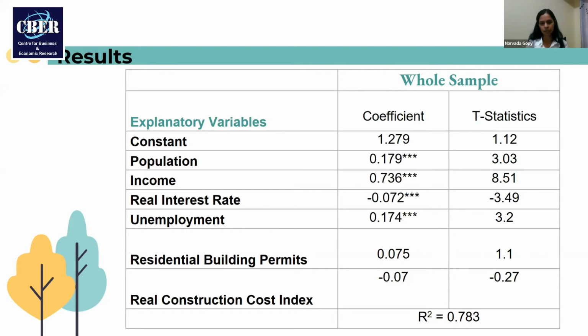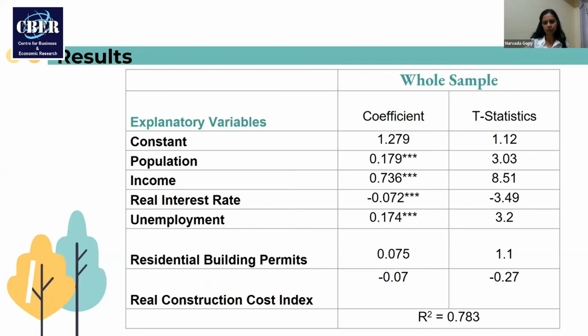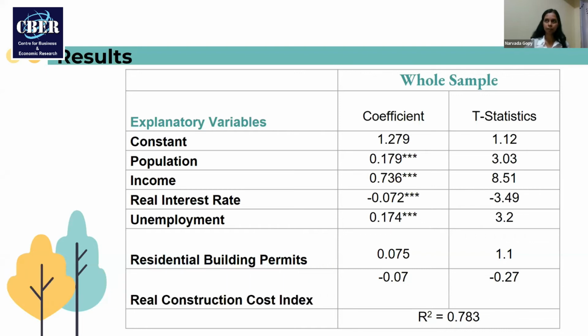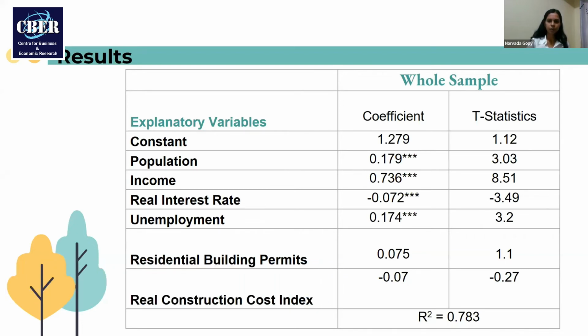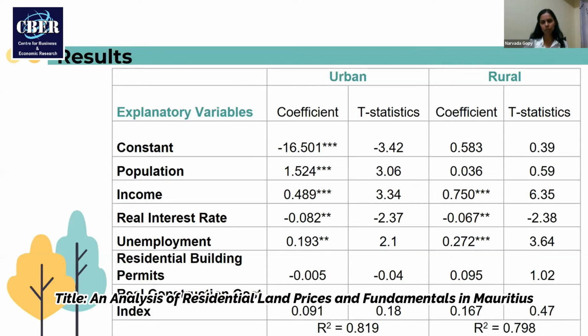So after having verified that most of the fundamental factors are significant in explaining land prices in Mauritius, so explaining the fluctuations of land prices over time, the second objective of the study was to understand if there are factors which are causing the land prices to be different in terms of region. So secondly, we have broken down the sample into two, one sample of urban region, and one sample consisting of rural region.